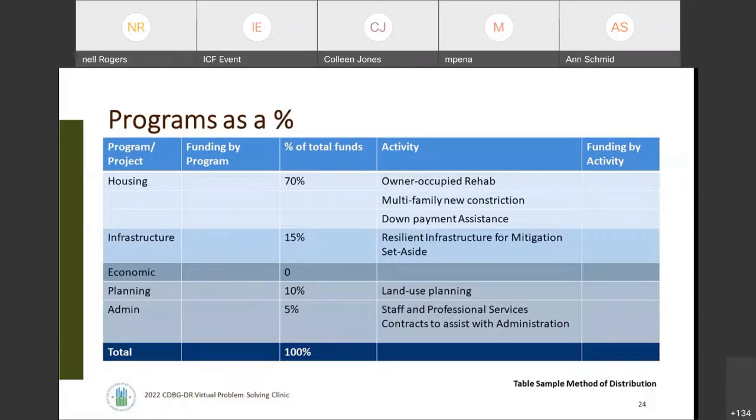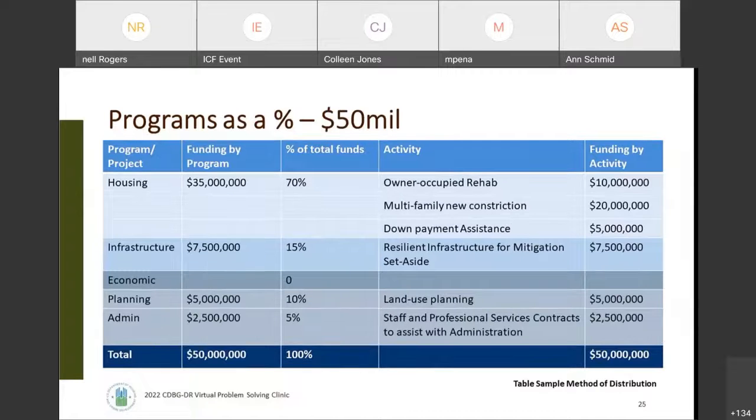And so what I did here is I just outlined a very basic, very simple program that takes the big buckets, the projects or programs of housing, infrastructure, economic development, planning, and admin. And then I just put in the basic percentages. So this is a fictional example, and we're going to say that in our fictional example, our unmet needs assessment indicated the highest need was housing, but we also had some need for infrastructure and some need for planning. And so, simply based on percentages, I went ahead and added $50 million for a CDBG award.